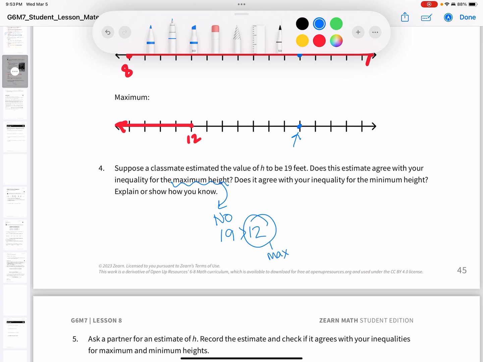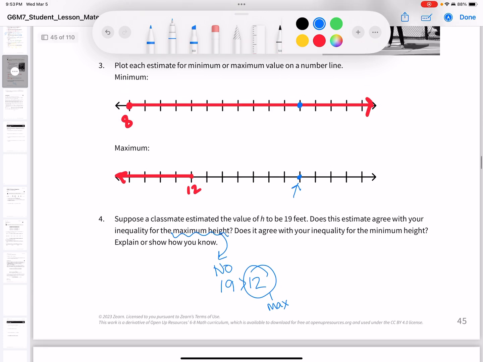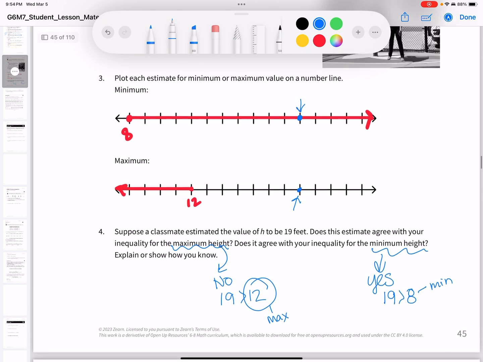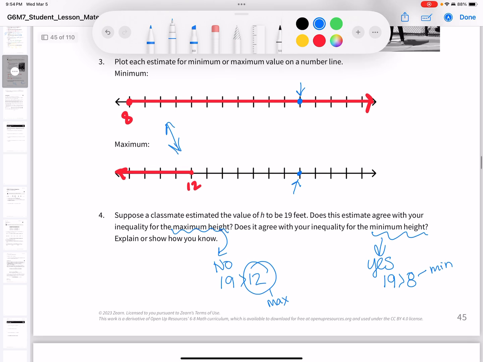Does it agree with your inequality for the minimum height? Well, yeah, right? So minimum height, yes, because 19 is greater than 8, and 8 is our minimum. So as long as it's over 8, it's fine. Okay, but when we put our two graphs together, then 19 won't work because it's above our maximum. But when we look at them separately, 19 does work for our minimum.